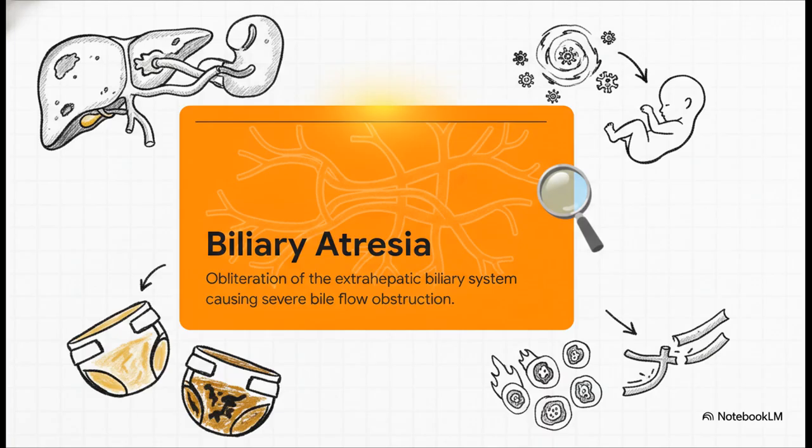So why does this happen? Well, the current working hypothesis is that some sort of prenatal environmental insult, think a virus or a toxin, damages the bile duct in a genetically susceptible fetus. Then that injury just keeps progressing after birth, triggering this massive autoimmune-like destruction.